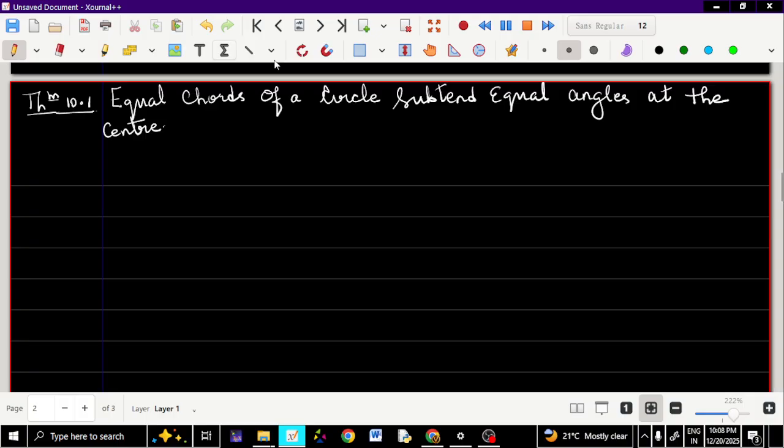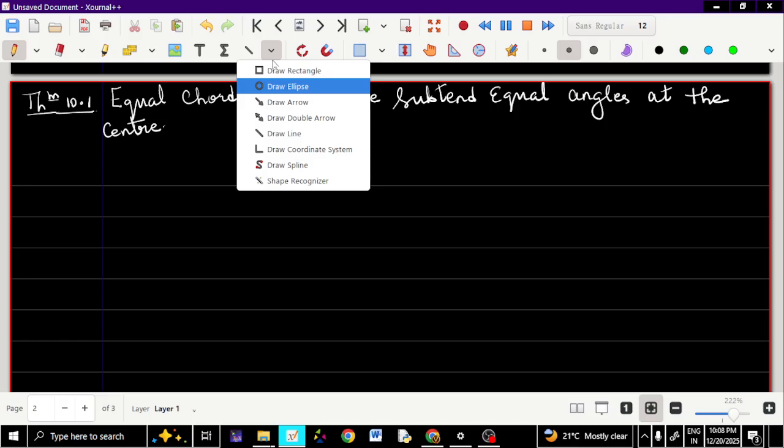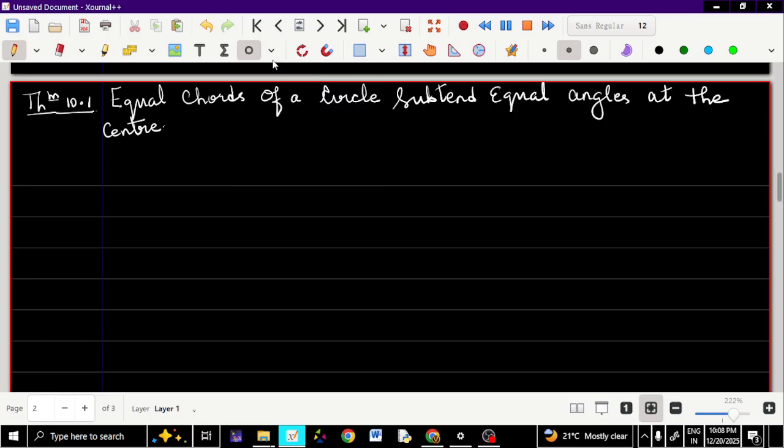So, what this theorem says is equal chords of a circle subtend equal angles at the center. So, what this means is, supposing you have a circle here and you have two chords which are equal in length. So, let's say this is one chord and let me say this is another chord.